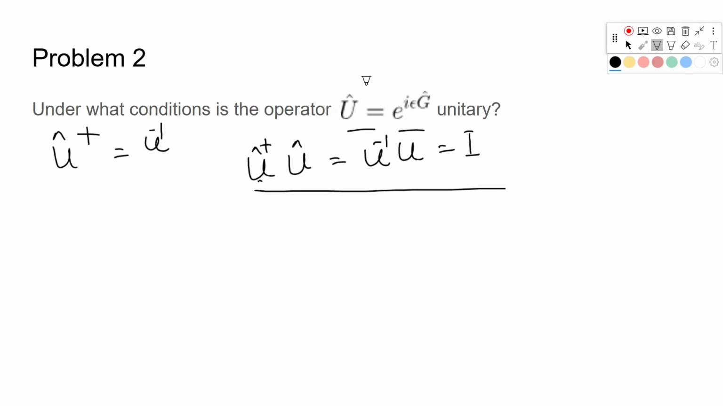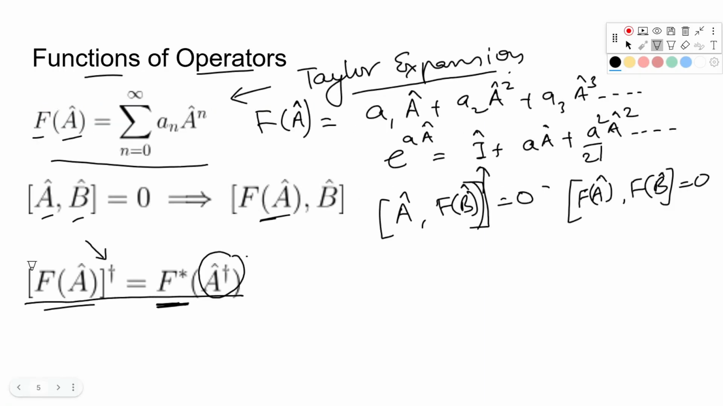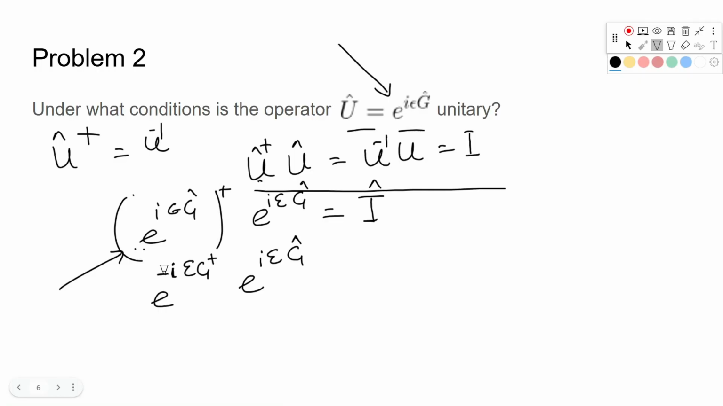So we have to find out under what condition this is equal to the identity operator. But in the previous slide, we had seen that this is a function of an operator. In order to find the Hermitian adjoint, we have to do this. This is true because of this theorem. We take the complex conjugate of the function and we replace the operator by its Hermitian adjoint. So that is why we had to substitute iota by minus iota, that is, take its complex conjugate and replace this operator with its Hermitian adjoint.